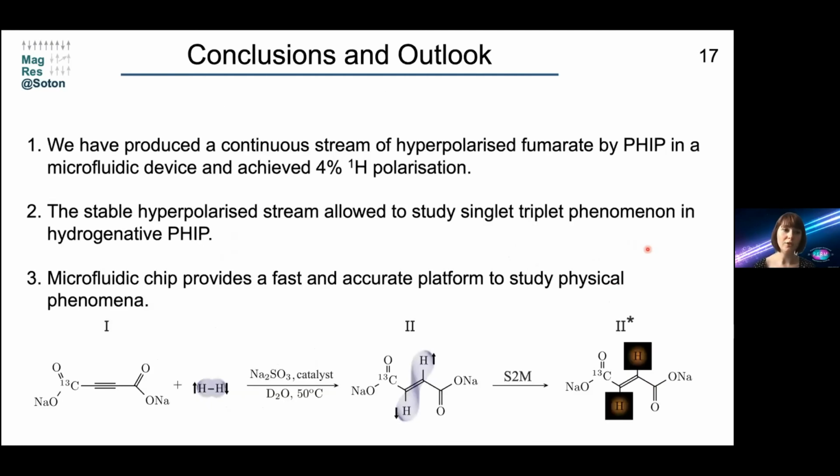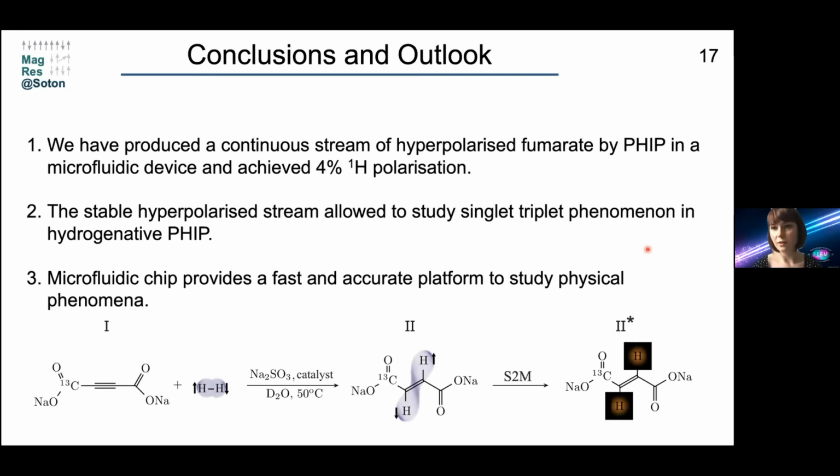So to conclude, we have produced a continuous stream of hyperpolarized fumarate by PHIP in a microfluidic device and achieved 4% proton polarization. The stable hyperpolarized stream allowed us to study singlet triplet phenomena in hydrogenative PHIP, and microfluidic chips provide a fast and accurate platform to study physical phenomena.